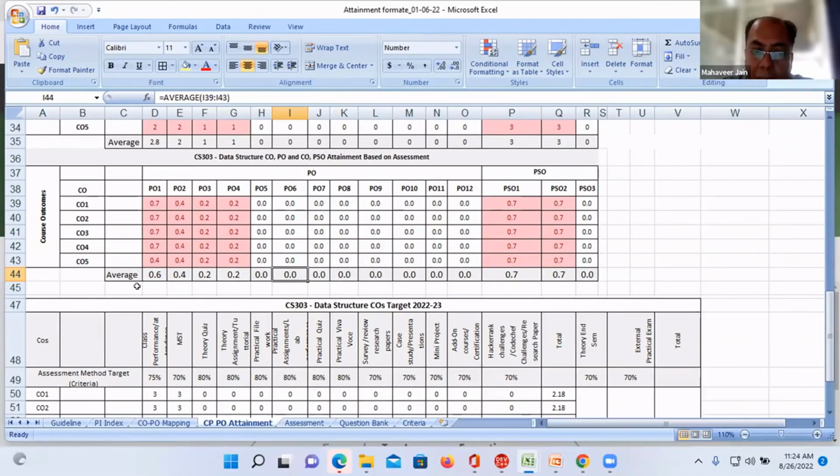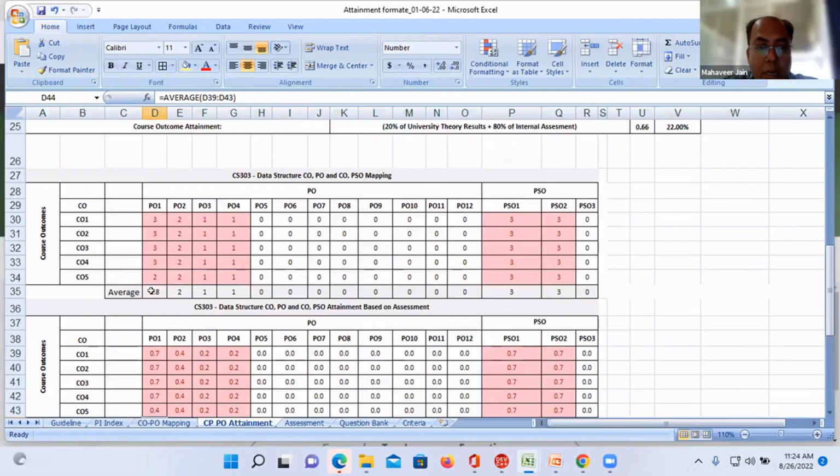So every course is contributing towards the PO outcome. Like I have mapped PO1, but this course is only contributing 0.6. So the final outcome will be decided by averaging out all the PO attainments of all the subjects that I am teaching in my program. Am I okay?